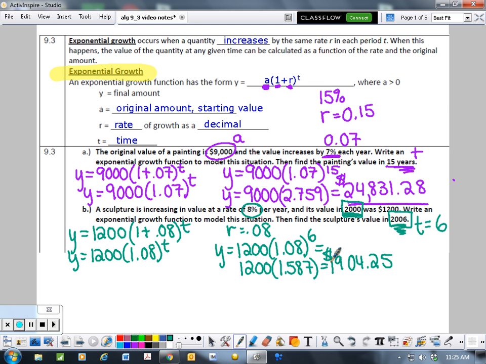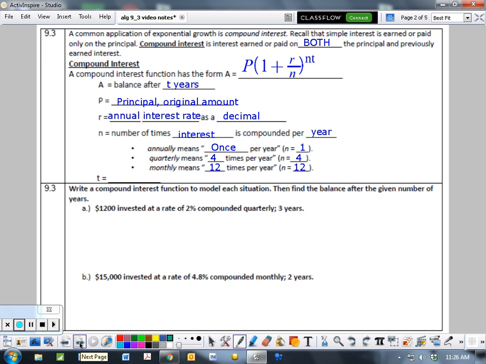So again, just looking at how those exponential functions can be used. Okay, now a common application of exponential growth is what we call compound interest. You're going to see this all the time if you ever go to the banks and look at accounts. They'll tell you how the interest is calculated and how it's compounded.